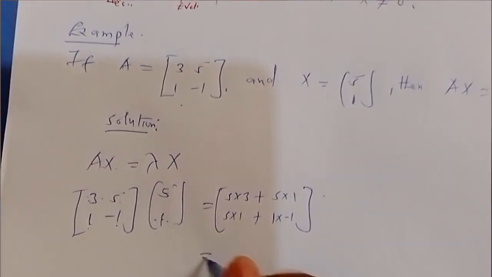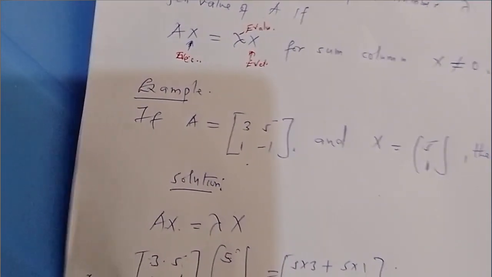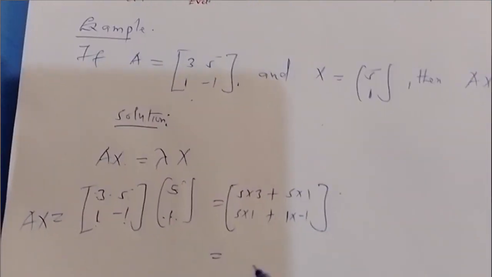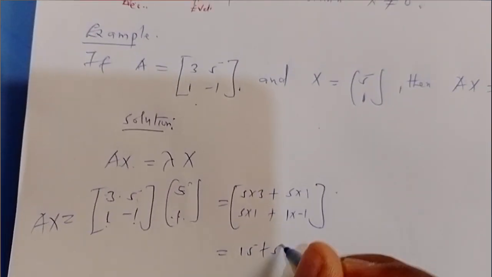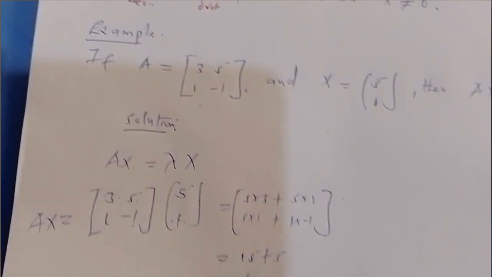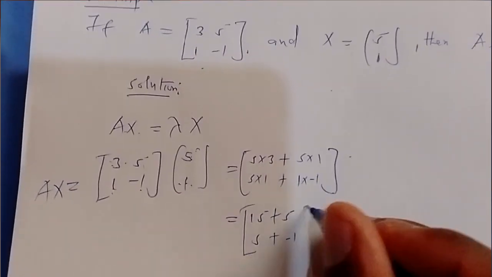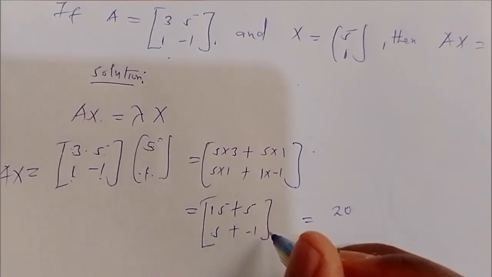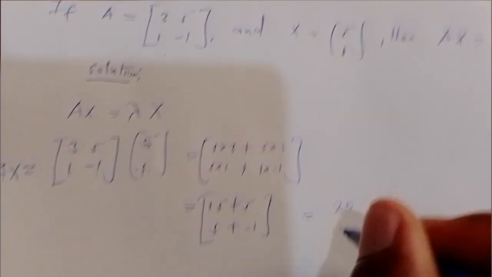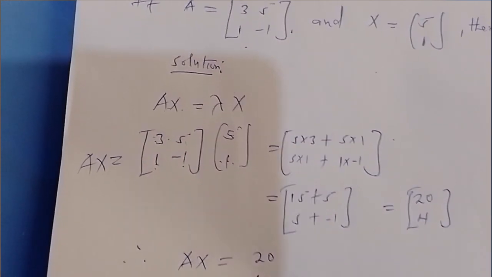This gives us Ax. So 5 times 3 is 15, 5 times 1 is 5, 5 times 1 again is 5, then 1 times negative 1 is negative 1. So this gives us 20, and 5 plus negative 1 is 5 minus 1, that is 4. Therefore our Ax is equal to 20, 4.